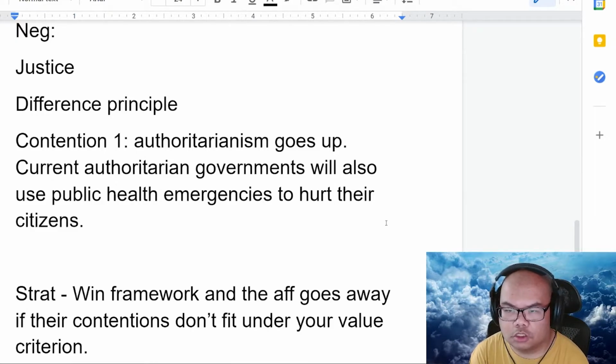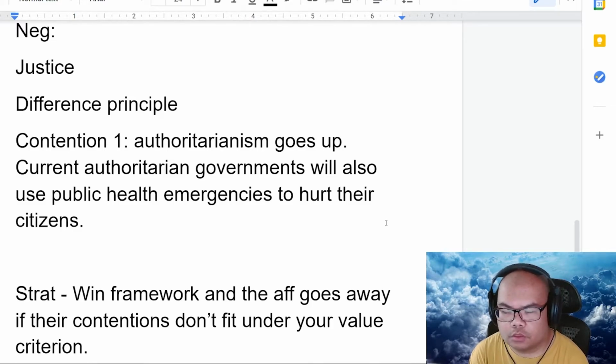So this contention talks about authoritarianism and why authoritarian governments will use public health emergencies to hurt their citizens. There are many pieces of evidence out there that talk about authoritarian regimes using public health crises and public health emergencies to power grab, right? And in that power grab, they will hurt the citizens who are within their country because they don't really care about them. They just care about maintaining power and utilizing that power to increase their hold on society.